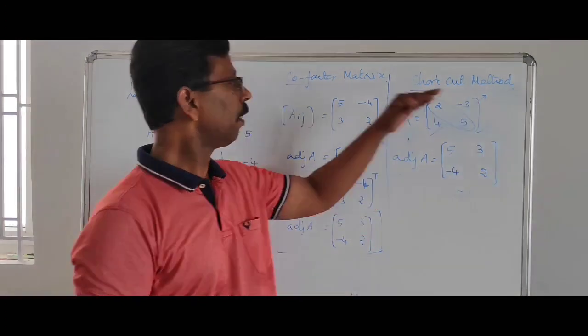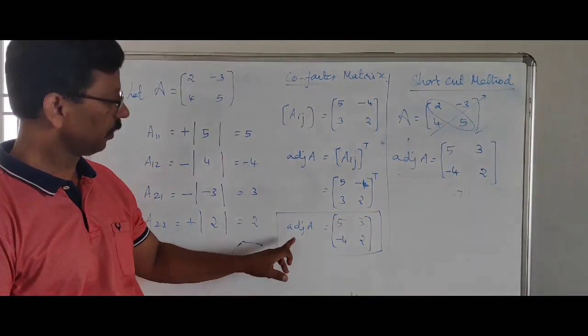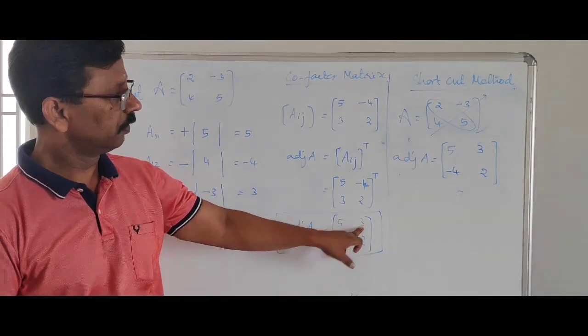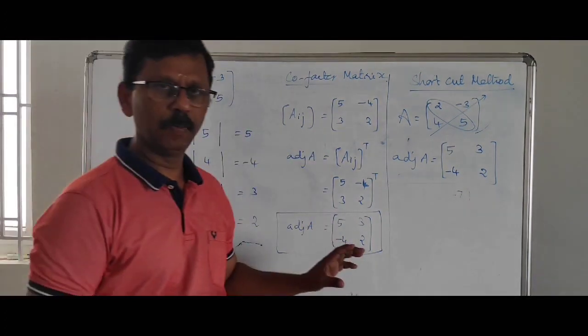Now compare the adjoint obtained by the lengthy process. Adjoint A equal to 5, 3, minus 4, 2. Both are the same. Therefore, if it is a 2 by 2 matrix, this is the easiest method.